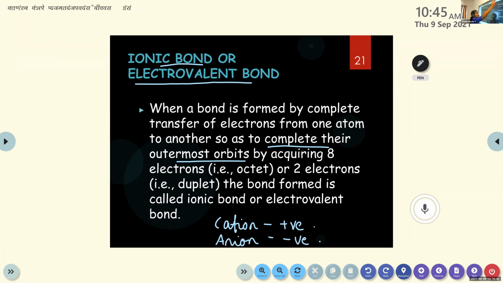Okay. So here the electrostatic force of attraction will hold the oppositely charged ions together. You know that there is one cation and one anion. They are oppositely charged, right? One is positive and the other one is negative. Always, unlike charges attract each other, right? So here they are held together by electrostatic force of attraction. So that's about ionic bond or electrovalent bond.